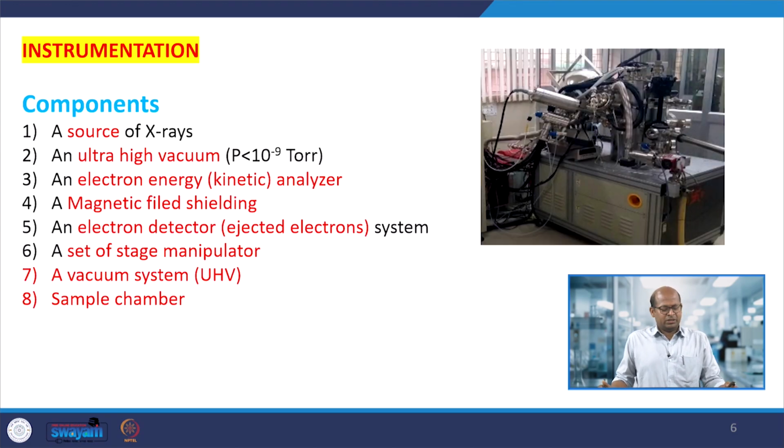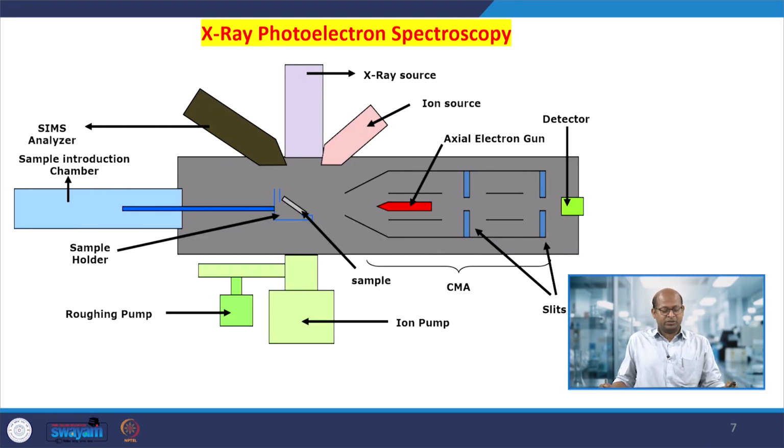Now the instrumentation of XPS, the components of the instrument. There is the X-ray source that is used. Also, a high vacuum, ultra high vacuum chamber is required, and an electron kinetic energy analyzer is present in the equipment. There is magnetic field shielding, electron detectors, and a stage manipulator. There is a sample chamber where we can place the sample. Here the schematic is showing the sample chamber, sample source, detectors and X-ray source.